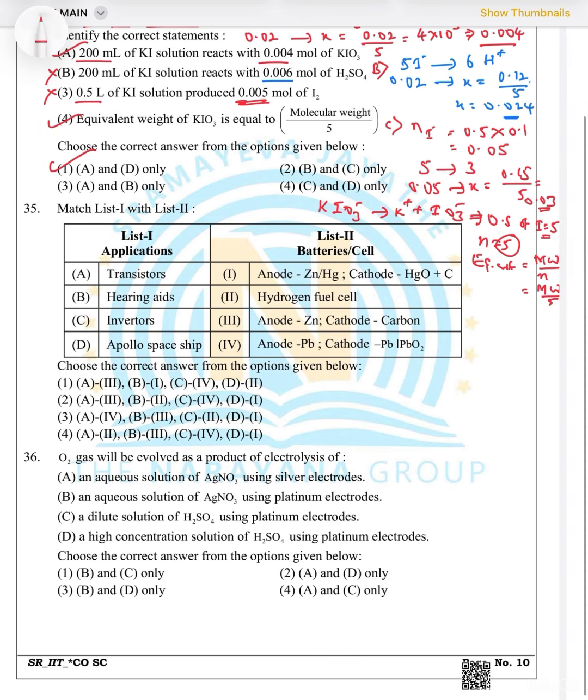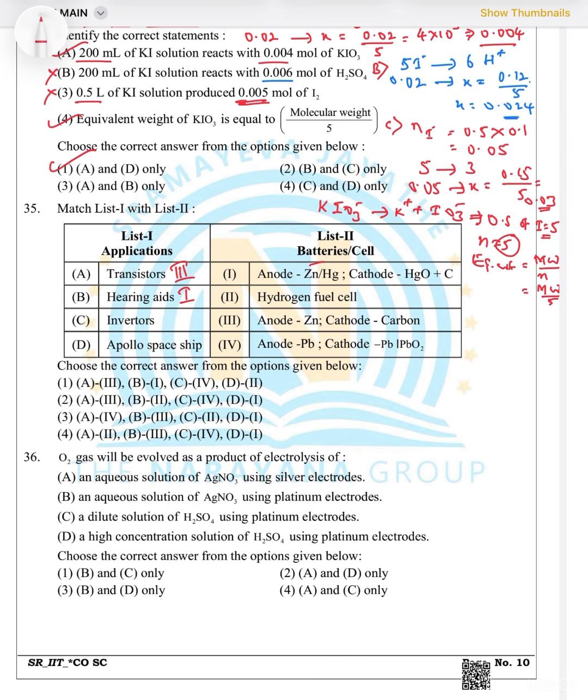Question number 35. Transistors. In transistors, generally the anode is zinc and the cathode is carbon. Third one: in hearing aids, the anode is zinc amalgam, that is Zn or Hg, and the cathode is mercuric oxide.